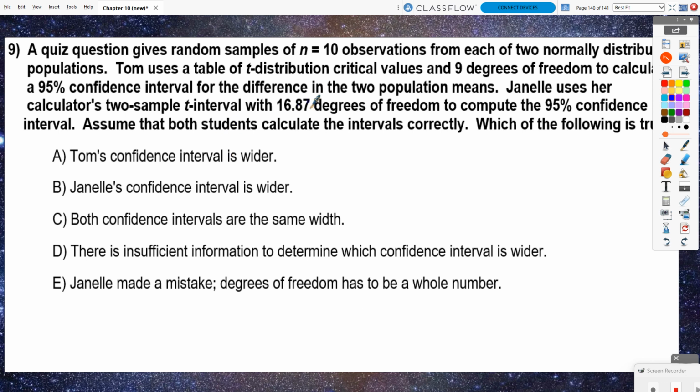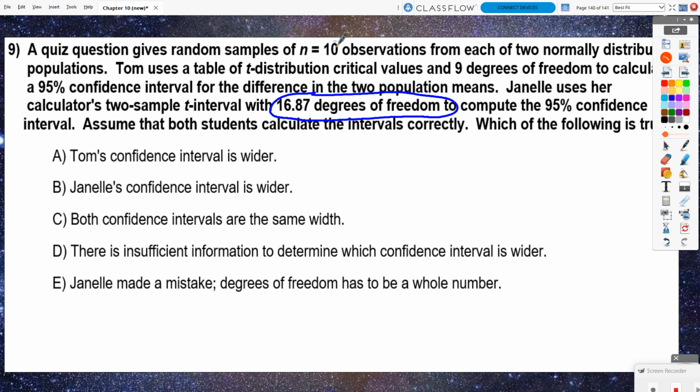So the 16.87 degrees of freedom, I mean, that sounds like a weird number for degrees of freedom. Remember, our calculator uses that crazy Satterthwaite formula, which is technically the more precise degrees of freedom. And Tom is just using the more conservative estimate of taking the smaller sample size minus 1. And it said that both of them were sample sizes of 10. So they tie smaller sample sizes the same, minus 1, 9 degrees of freedom.